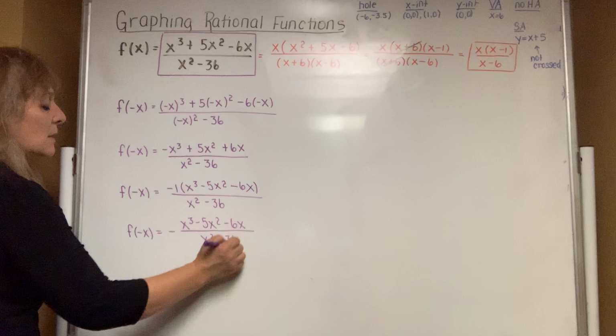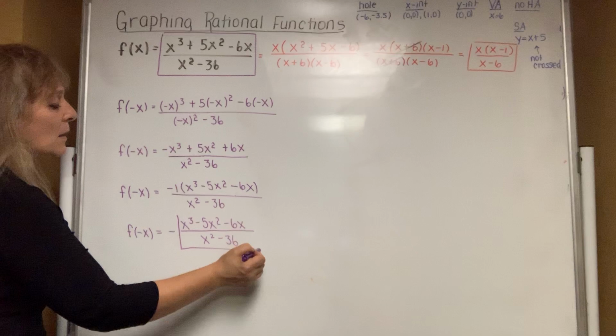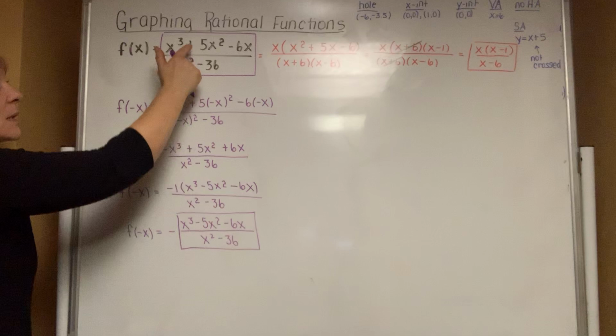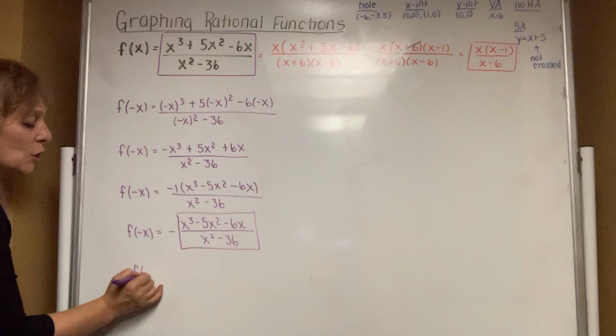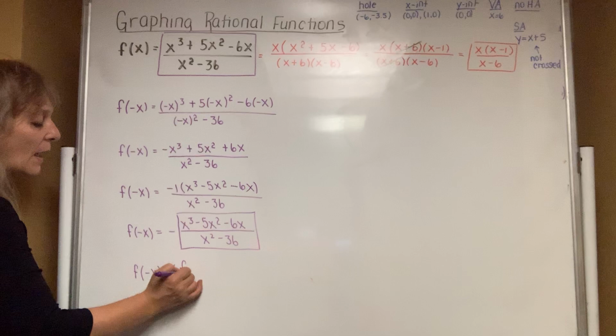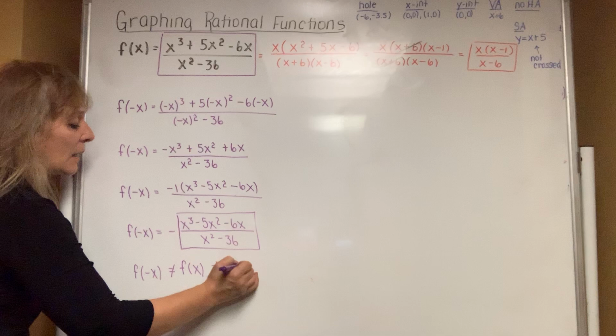You should know before you begin that this is not a perfect match to the original, because this is minus and that's plus. Everything else matches, but that doesn't. If it is not an exact match, you write down f of negative x is not equal to f of x. Because if it was, that would imply even symmetry, but there is none.